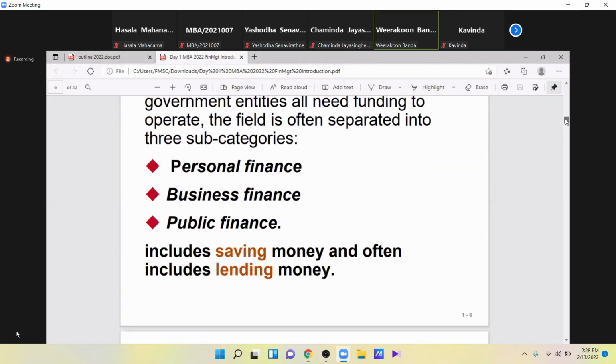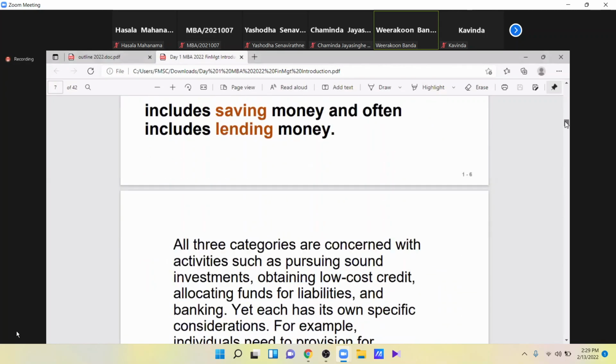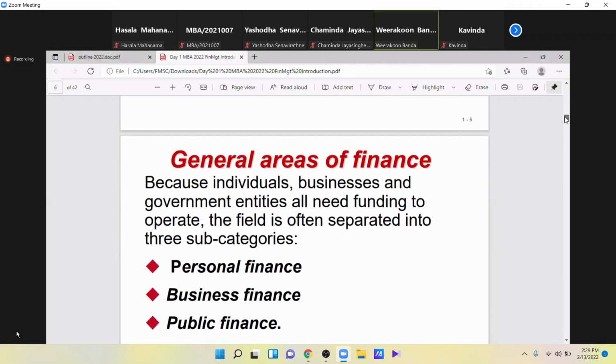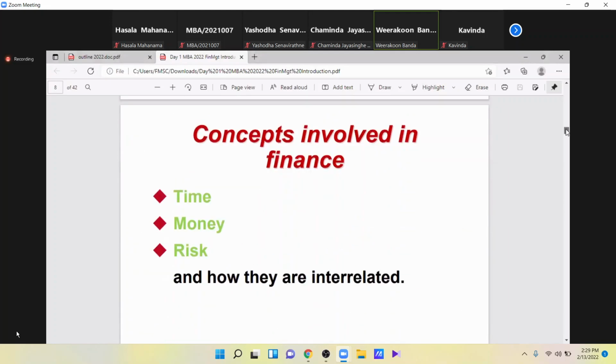Okay, doesn't matter. Now, this personal finance, business finance, and public finance, that part is relevant to the general area of finance. Then the concepts involved in finance: any kind of finance activity involvement includes three components. One is time, the other is money, the third is risk. If you decide to save some money in the bank, then it involves these three components.